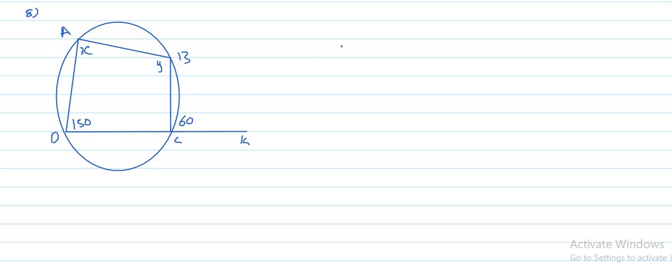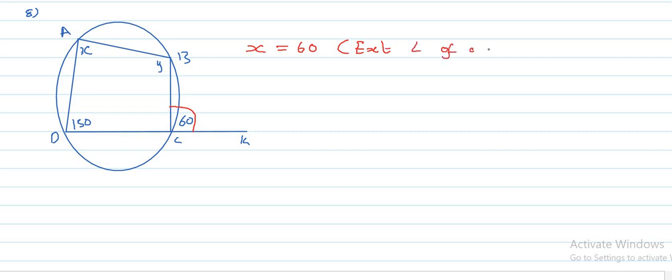Number 8, you are given a circle with points ABCD on the circumference and line DCK passes outside the circle. So we need to determine the value of x and y. Angle x will be equal to 60 degrees. What is the reason? Exterior angle of a cyclic quad.